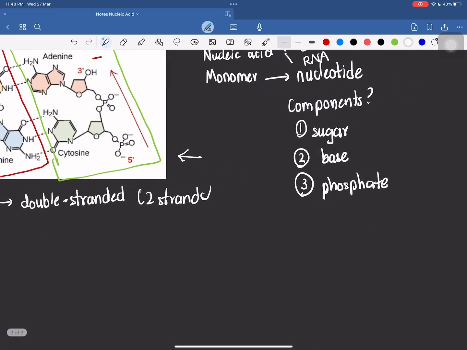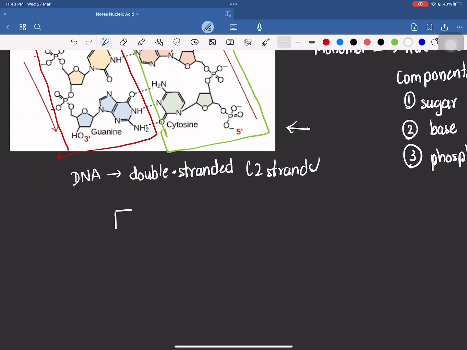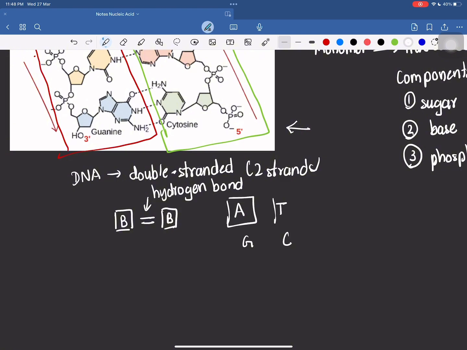Do you guys remember what are the bonds between bases? Yeah, hydrogen bond. Just now I roughly mentioned that DNA has the ATGC. Do you guys remember how many hydrogen bonds are there between two of them? AT is 2 hydrogen bonds, GC is 3 hydrogen bonds. And I also mentioned which one is stronger. Obviously GC is stronger because there are 3 hydrogen bonds while AT only has 2.